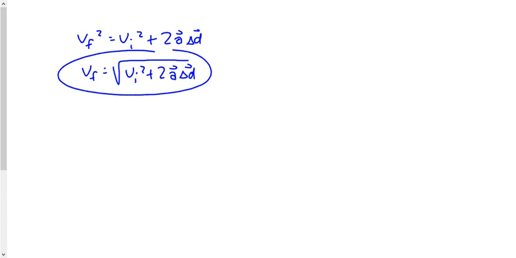Let's solve for VI. Remember what the rule is? Get rid of what is attached to the VI. Well, there's nothing attached to the VI. So then let's get rid of what is not attached to the VI. What isn't attached? Well, that would be the 2AD. Because it's added to VI squared, let's take it to the other side by subtracting.